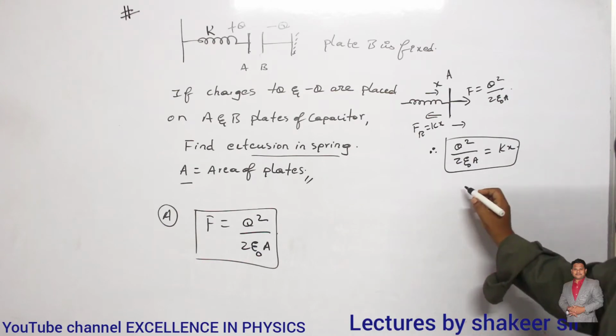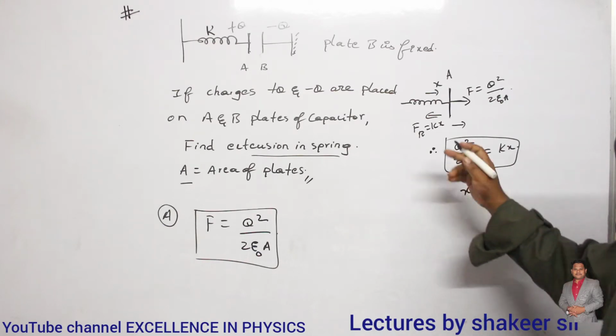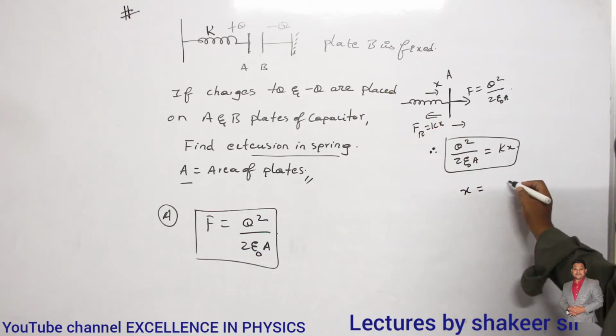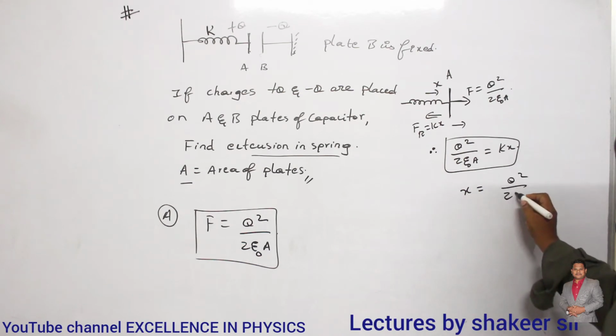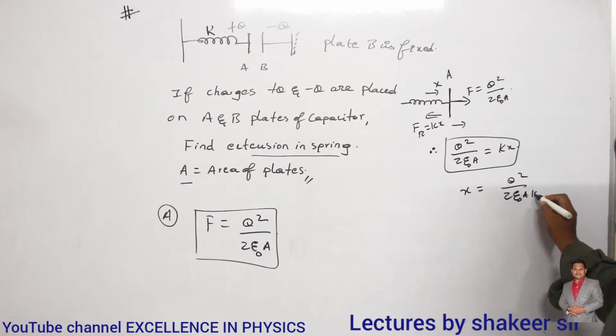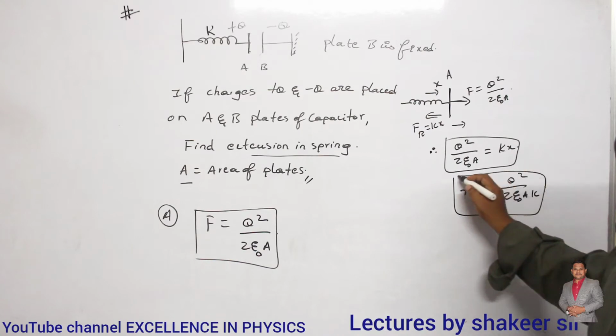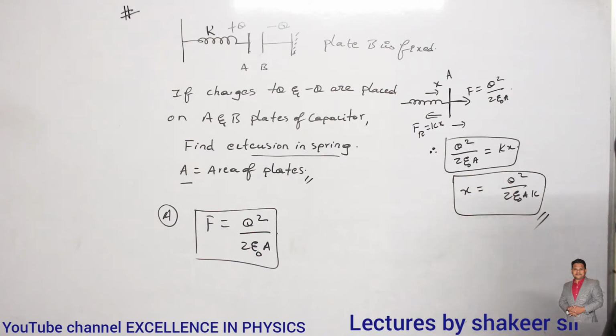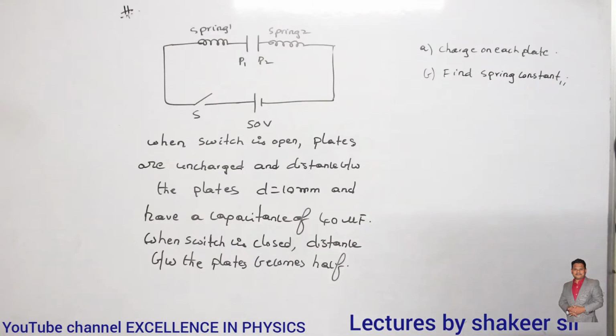Clear? So what is the x value? Elongation only, he is asking. X equals Q square divided by 2 epsilon naught A into K. Clear, ma? So this is our required answer. This is the amount of elongation produced in the spring. Okay, ma? Make a note of this. This is the question, ma.